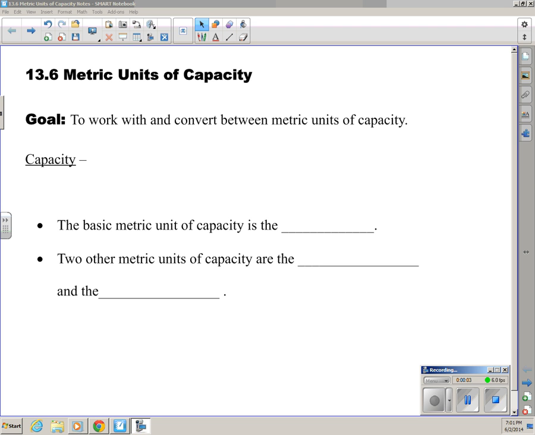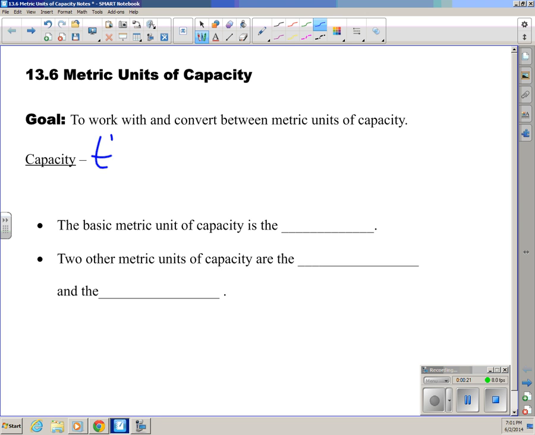All right, today we're beginning our second half of our unit on converting between systems, and this system is the metric system. This is the system that we don't use that we probably should use. So we're going to start again with capacity.